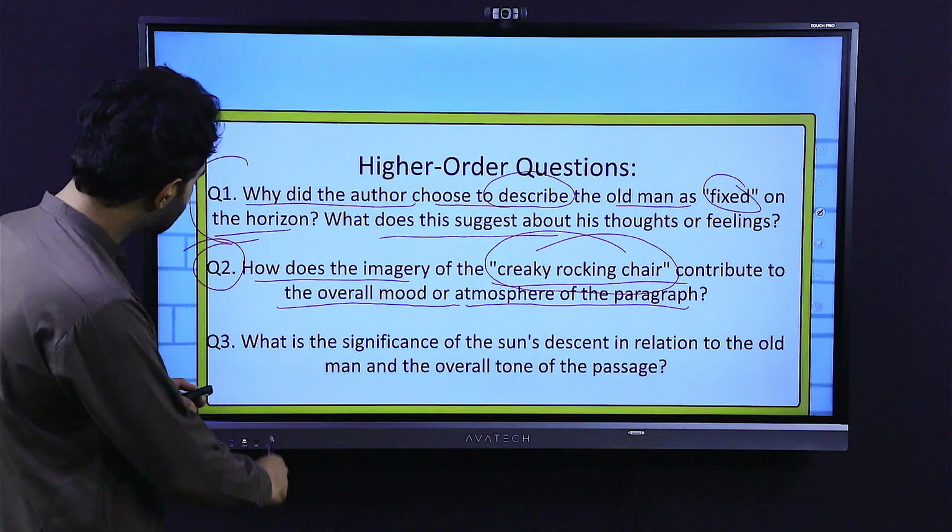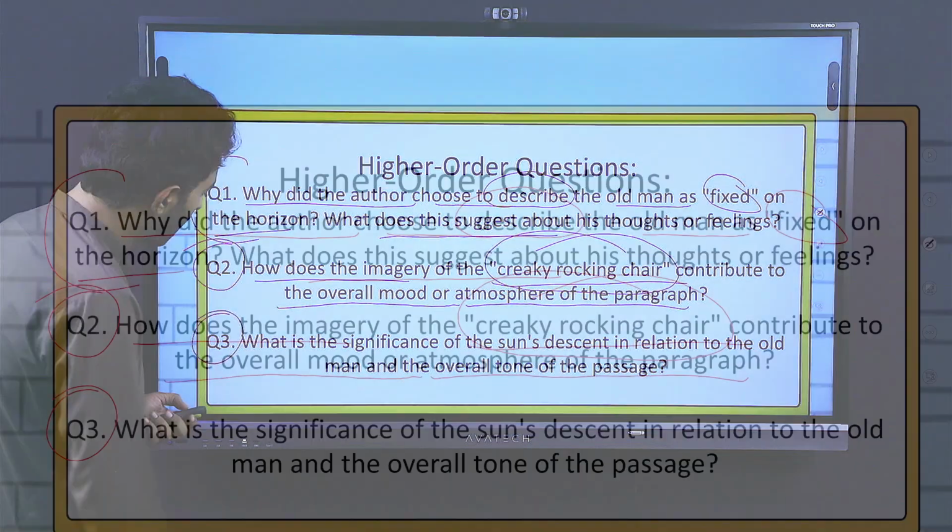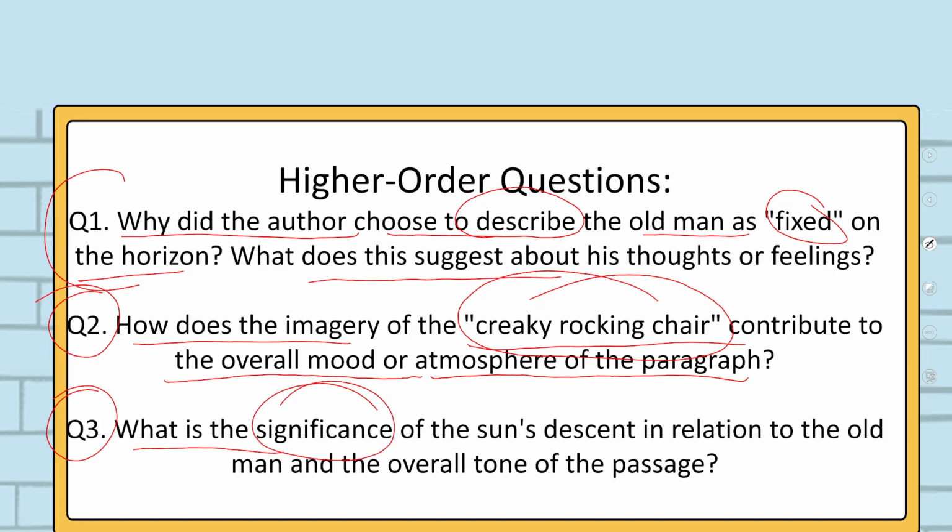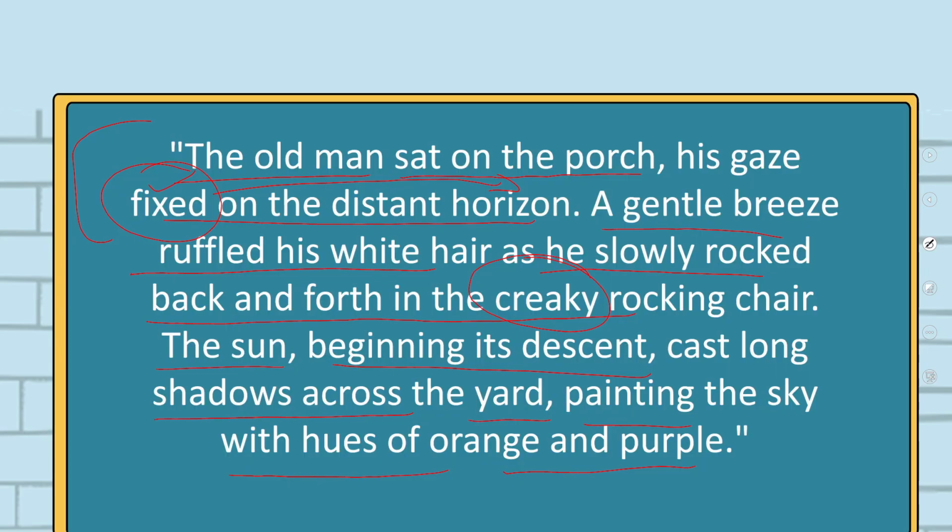Now, this last question over here. What is the significance or importance of the sun's descent in relation to the old man and the overall tone of the passage? What do you mean by the sun's descent? The sun, beginning its descent, cast long shadows.